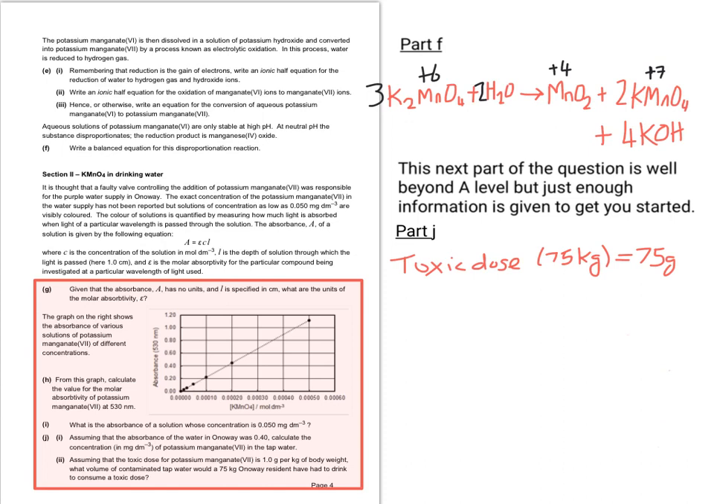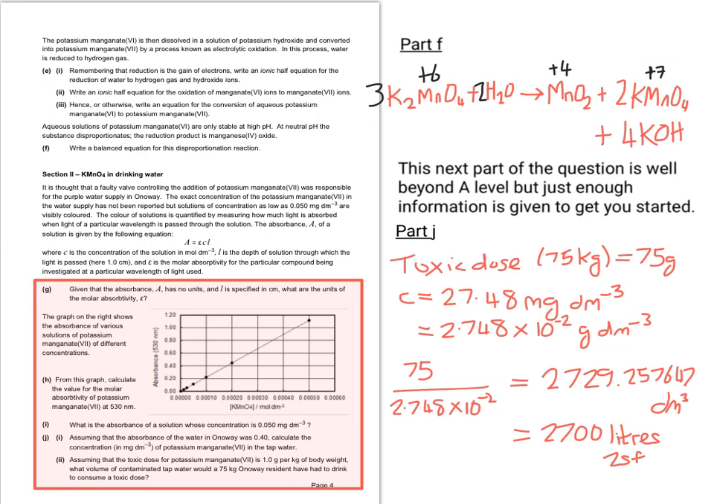Finally, for a 75 kilogram person, the toxic dose will be 75 grams, because it says 1 gram per kilogram of body weight. So what we do here is we need to take our concentration that we've just worked out, and bear in mind that it's for milligrams per decimeter to the minus 3. So we convert that into grams per decimeter to the minus 3 and divide 75 by that value to give us 2,700 litres to two significant figures.